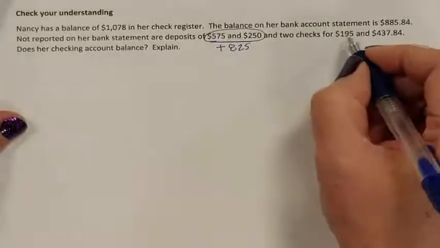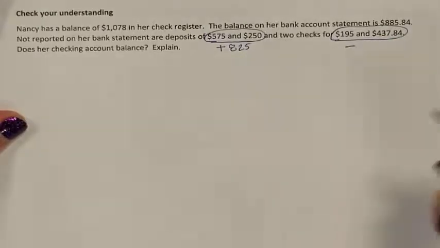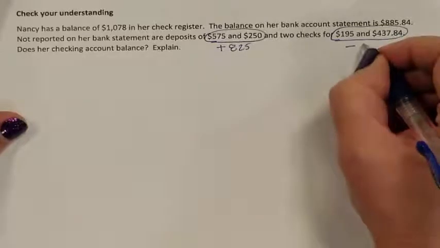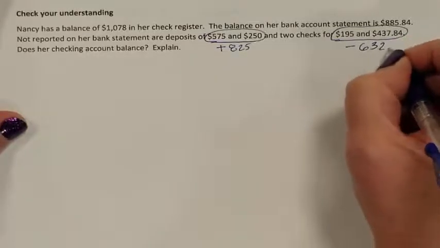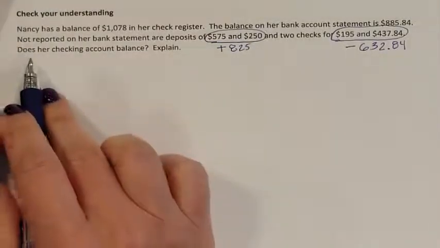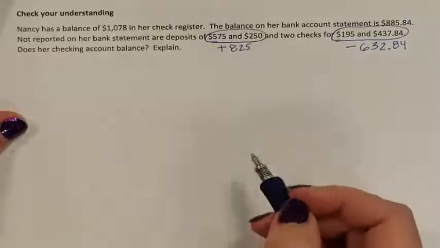She wrote two checks. If she's writing these checks, then that means that was money that she was spending. Spending is taking away money. So if I combine these two, how much did she spend? She spent $632.84. It asks us, does her checking account balance? So it wants us to balance the account and see, did she mess up?